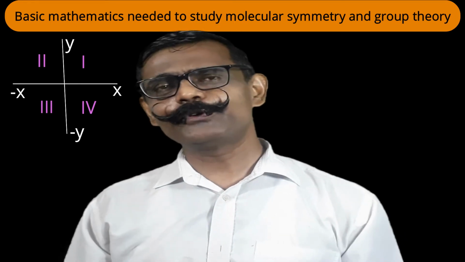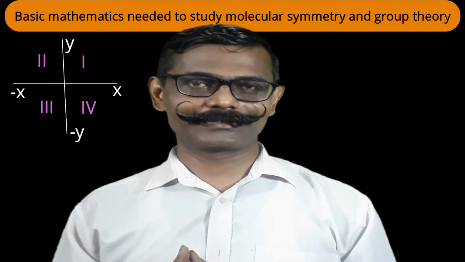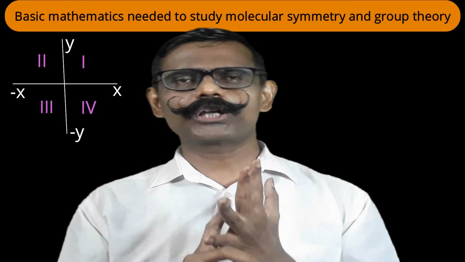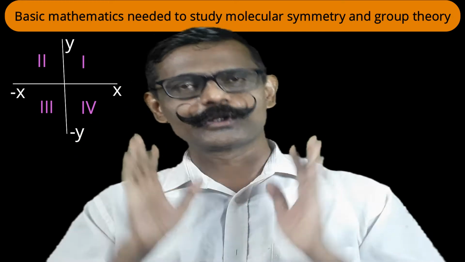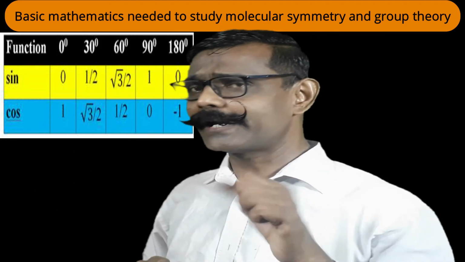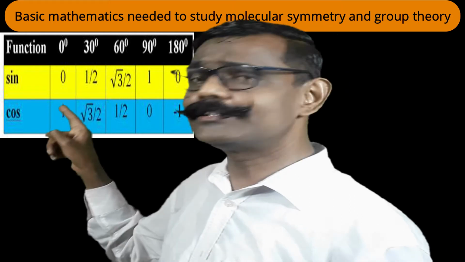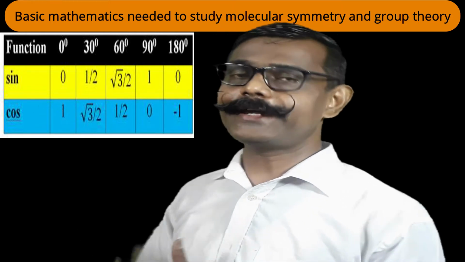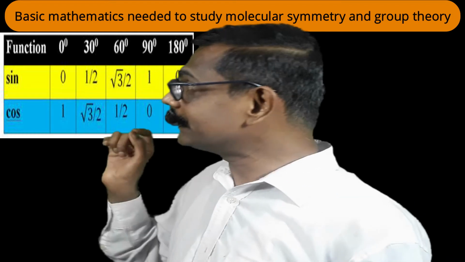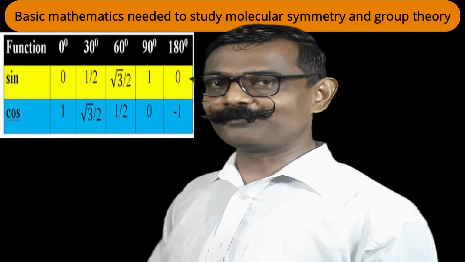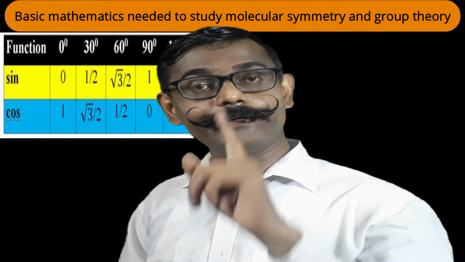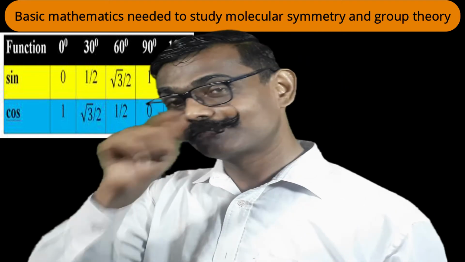And here we are using a few trigonometric measurements and result finding. You should know some trigonometric data: the sine function and the cos function. If you know these two functions, that will do. If I consider angles of variation, 0 degree, 30 degree, 45 degree we don't use, therefore I am not mentioning, 60 degree, 90 degree and 180 degree. This much basic you should know. What is sine 0? 0. Sine 30, 1 by 2, half. Sine 60, root 3 by 2. Sine 90, 1. And sine 180, 0.